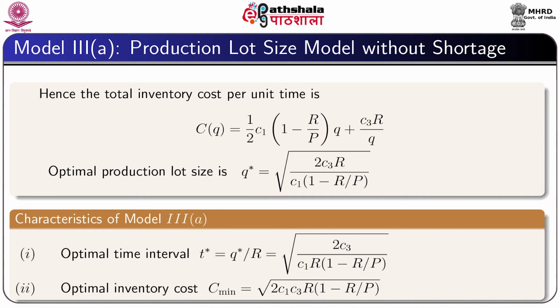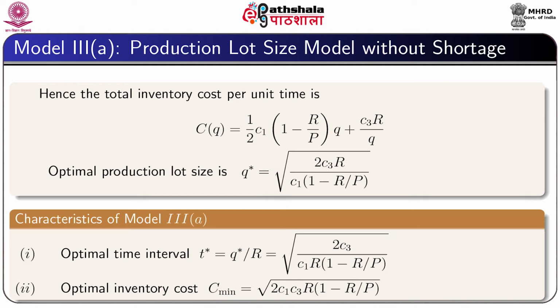Hence, the total inventory cost per unit time is equal to the sum of holding cost and setup cost, which gives C(Q) equal to half C1 into (P minus R) by P, whole into Q, plus C3 into R by Q. And from this, we can find the optimal production lot size Q star equal to root over 2 C3 R divided by C1 into (1 minus R by P). The value of Q star can be obtained from the first order conditions by considering the total inventory cost per unit time C(Q).